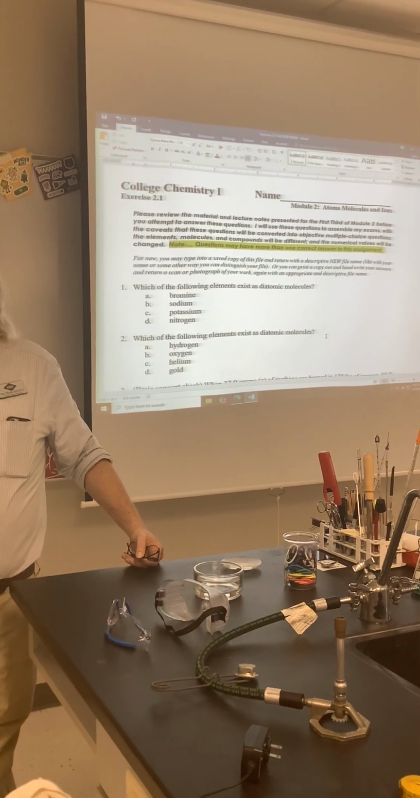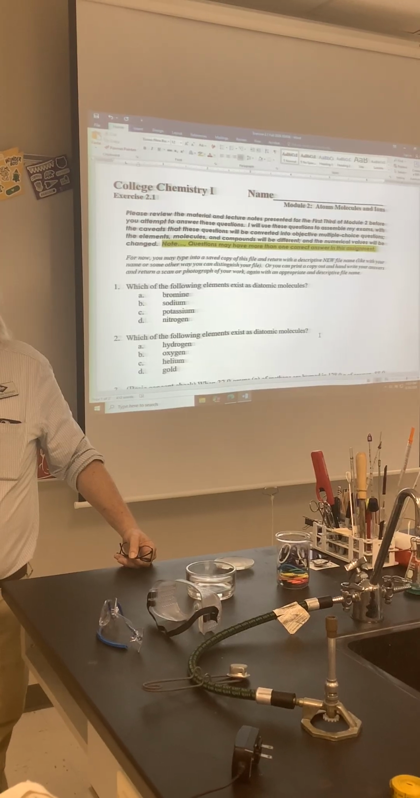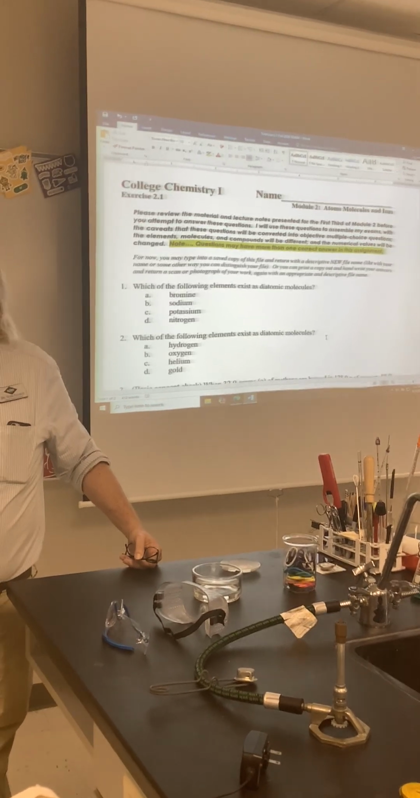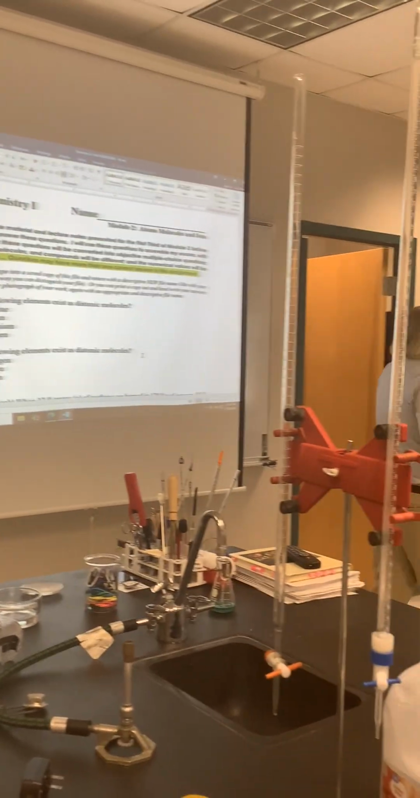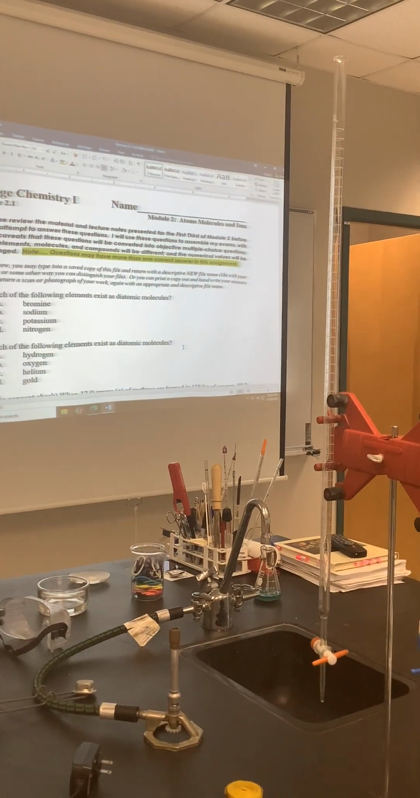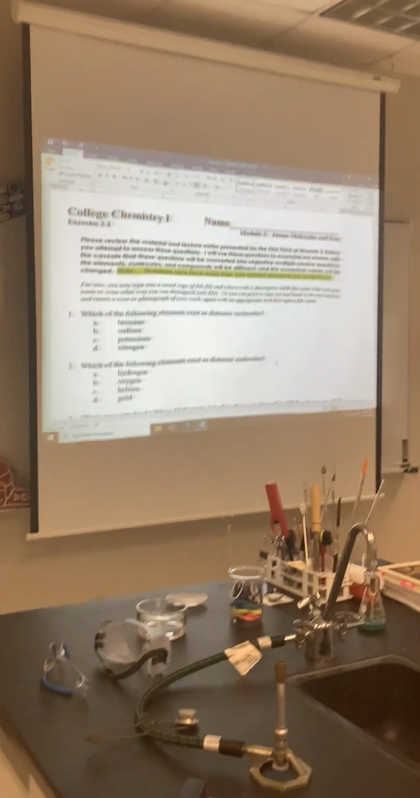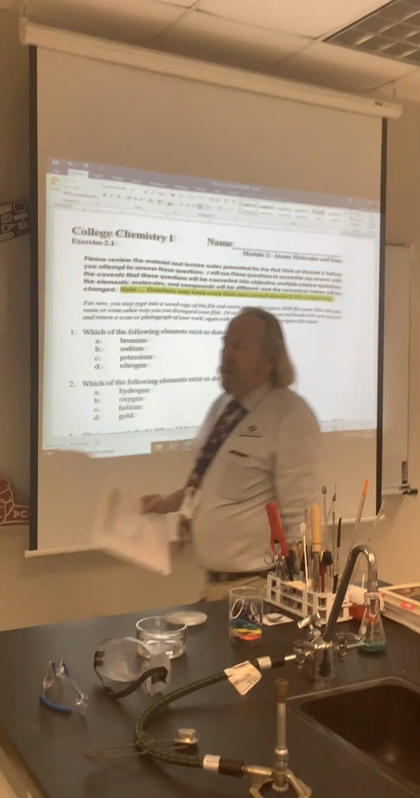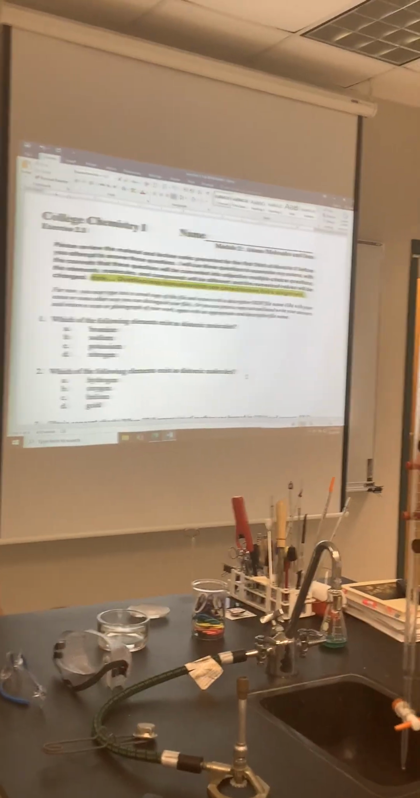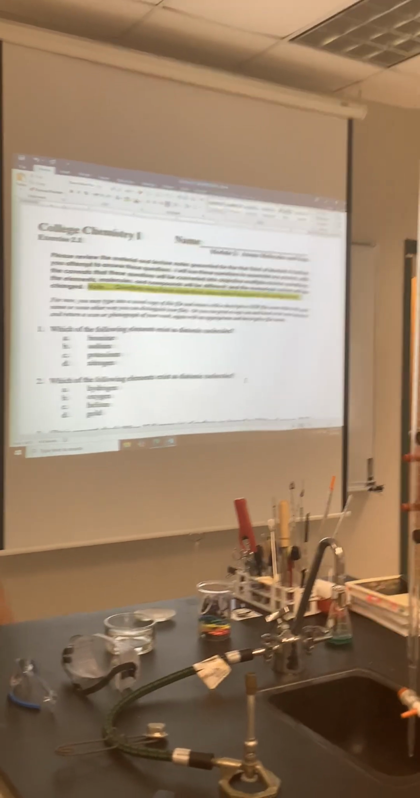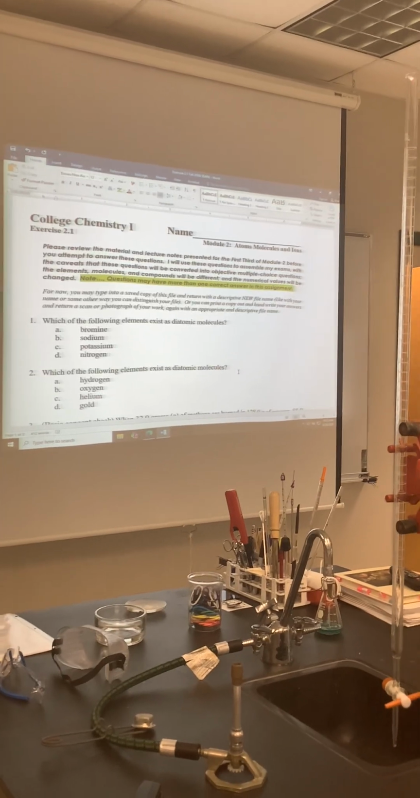I was taught if it ends in gen or ene, it's diatomic. Hydrogen, oxygen, nitrogen, fluorine, chlorine, bromine, iodine. Those are all diatomic elements. Sulfur can exist as a diatomic element, but it is not one of the choices. You'll see it on the test.